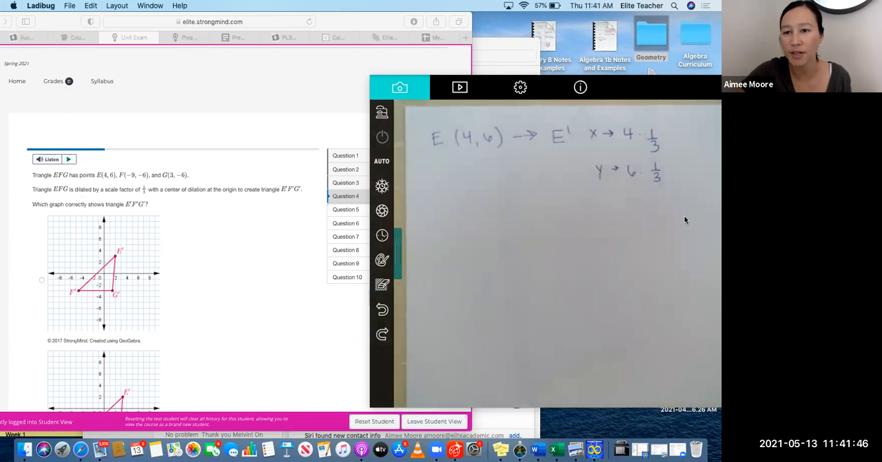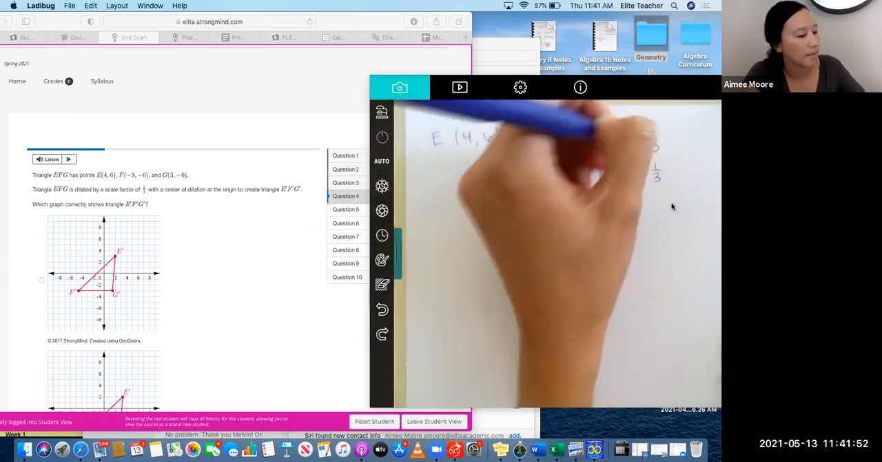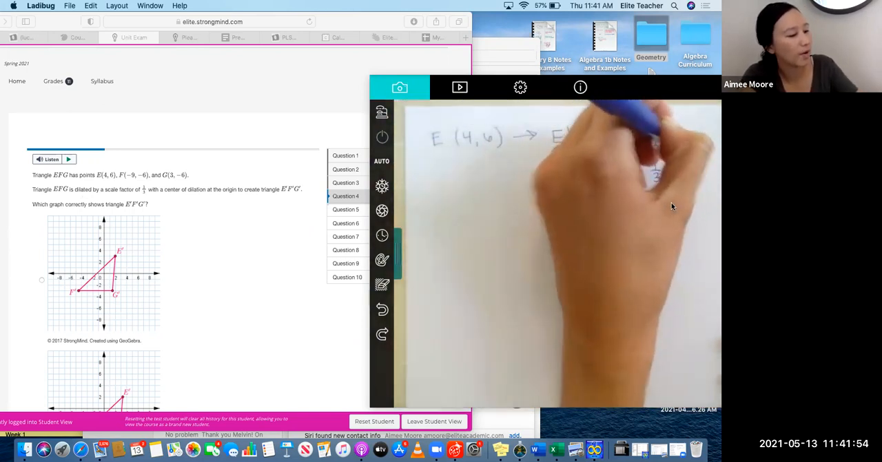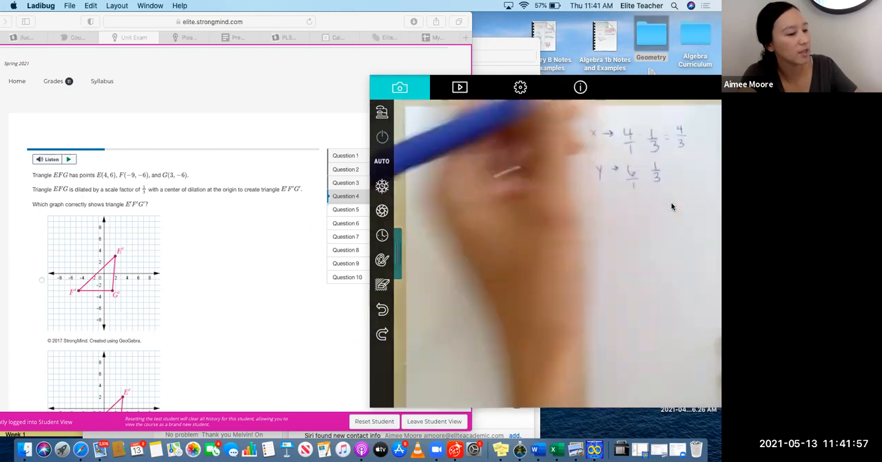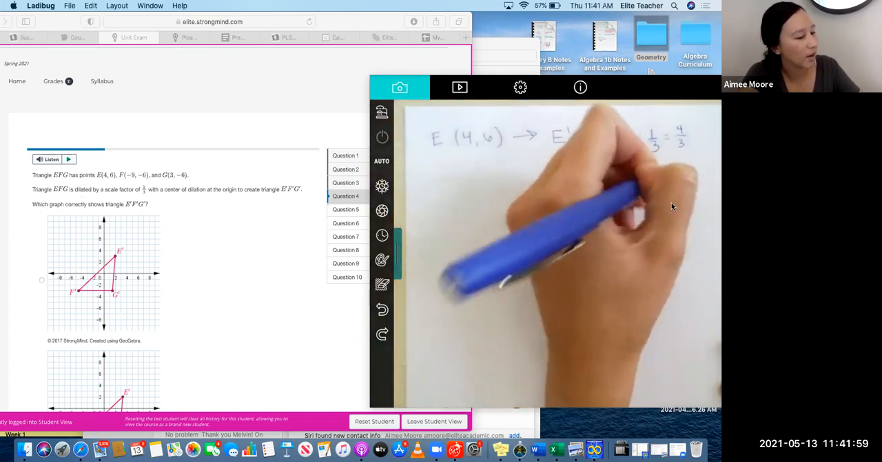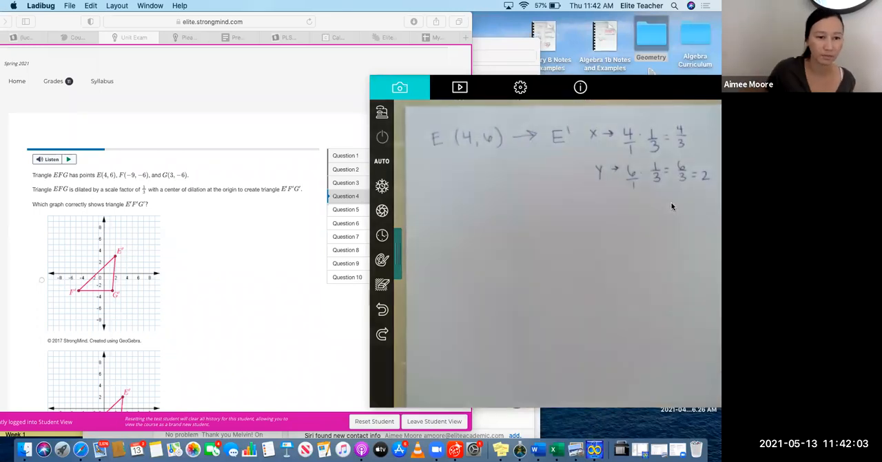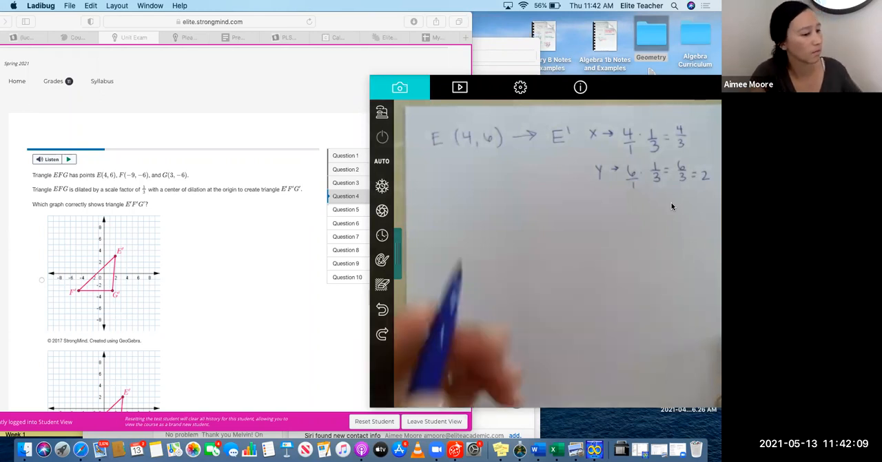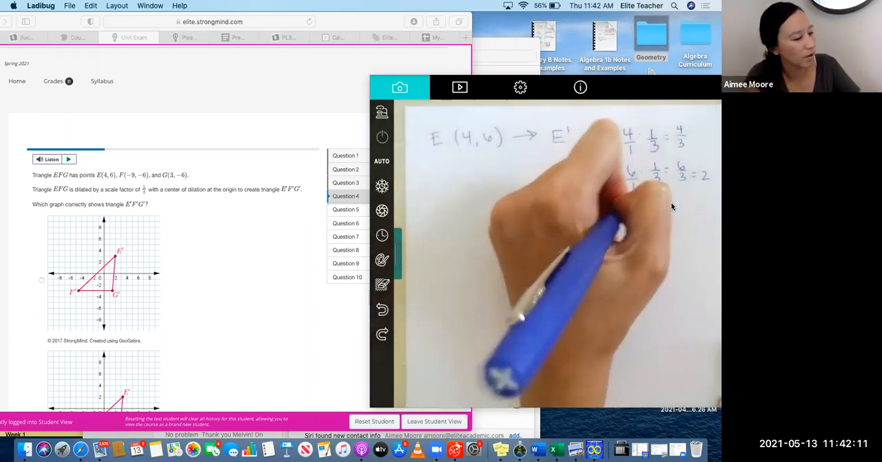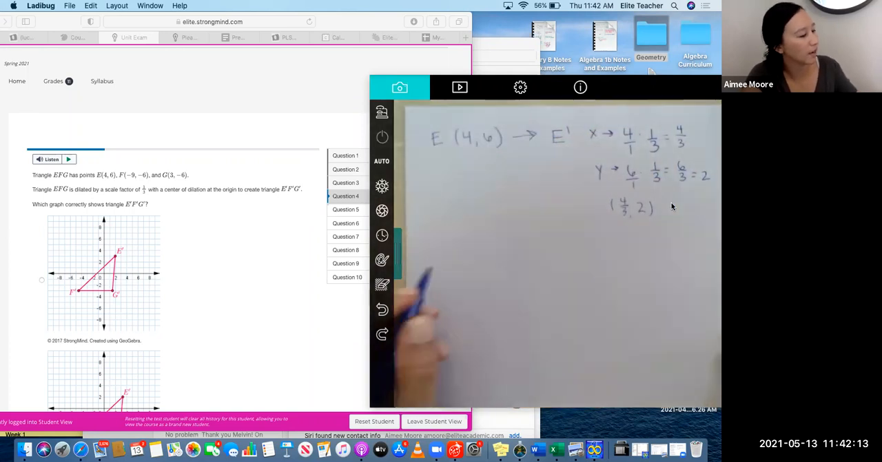Does that look familiar? And then we just multiply across, so we get 4/3. And then we multiply across here and we get 6/3, which is 2. So this point would be 4/3, 2 for E prime.